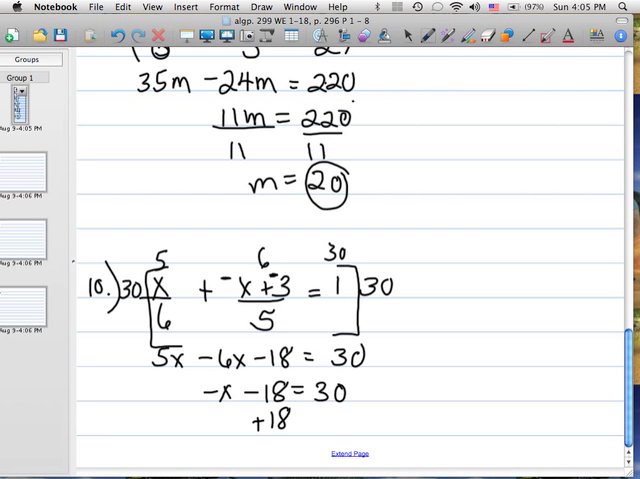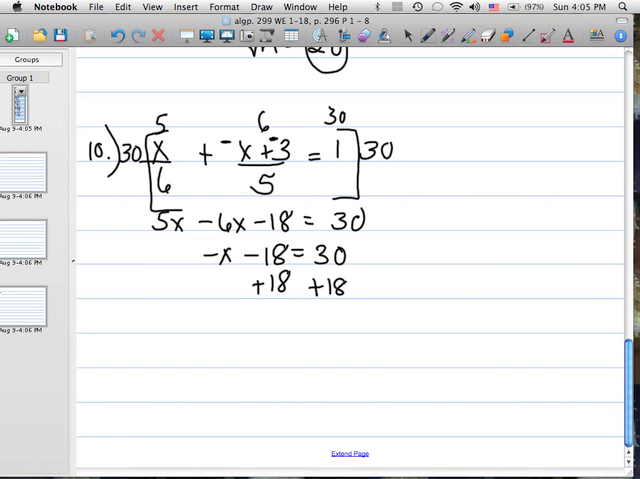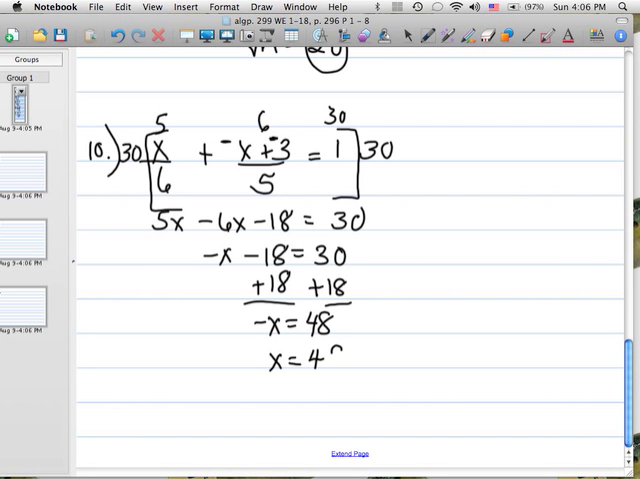5x minus 6x is negative x minus 18 equals 30. Add 18 to both sides. And we get negative x equals 48. Therefore, x, multiplying both sides by negative 1, is negative 48.